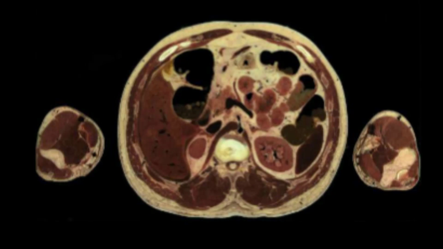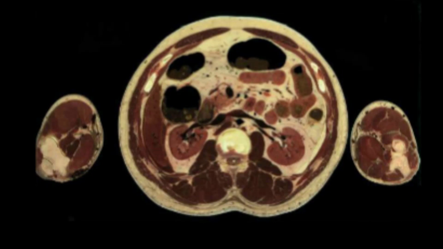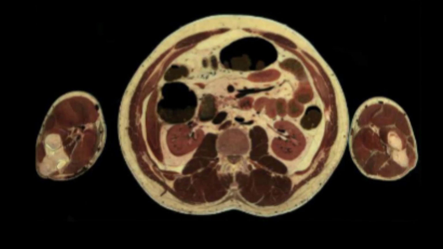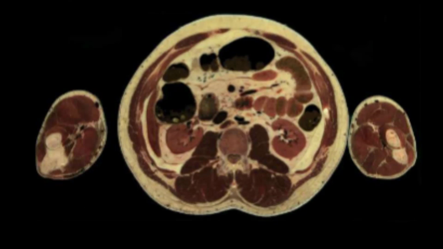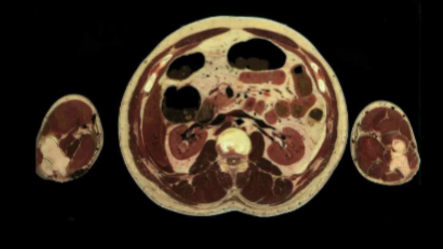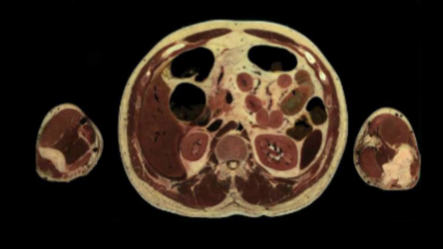It continues with the second part, the descending duodenum, just below, and then it turns medially into the third part of the duodenum. Here it is. This is the horizontal part which crosses the midline and turns to the left to continue with the jejunum. The loops of the jejunum appear all the way around on the left side of the image.